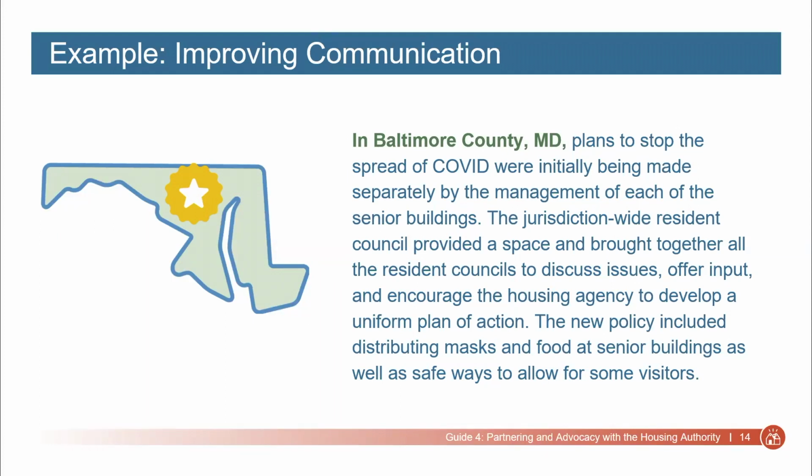In Baltimore County, Maryland, plans to stop the spread of COVID were initially being made separately by the property management staff of each of the senior buildings. The jurisdiction-wide resident council provided a space and brought together all the resident councils to discuss issues, offer input, and encourage the housing agency to develop a uniform plan of action. The new policy included distributing masks and food at senior buildings, as well as safe ways to allow for some visitors.